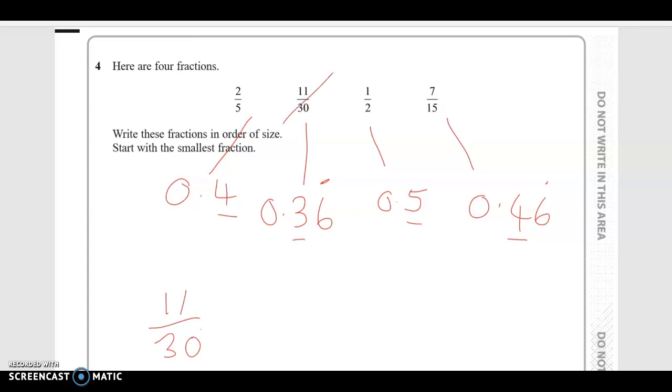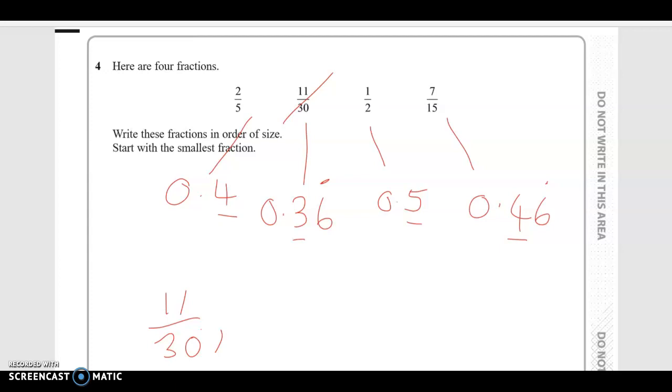So that is my smallest one. So I'm going to cross that one out because I've done it now. Have a comma to distinguish between them. Then my next one is the one with the decimal of 0.4. Now I've got 2 here. I've got 0.4 and 0.46. So which one is smaller?